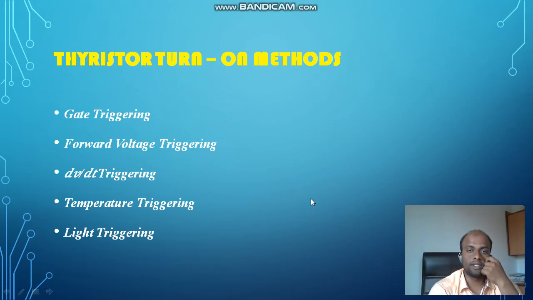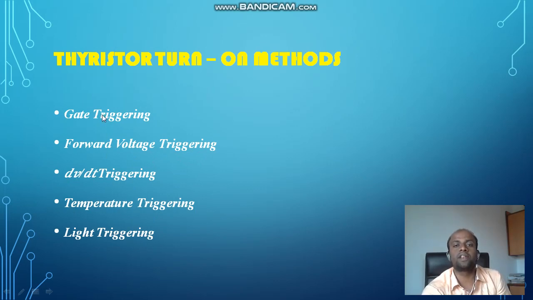Now, thyristor turn-on methods. Which are the different turn-on methods? There are a total of 5 turn-on methods: gate triggering, forward voltage triggering, dV by dt triggering, temperature triggering, and light triggering. Gate triggering I just explained in the characteristics. Gate triggering means when we give a pulse signal to the gate, keeping anode positive and cathode negative, it starts conducting.